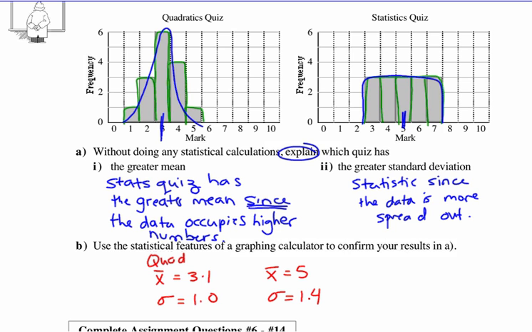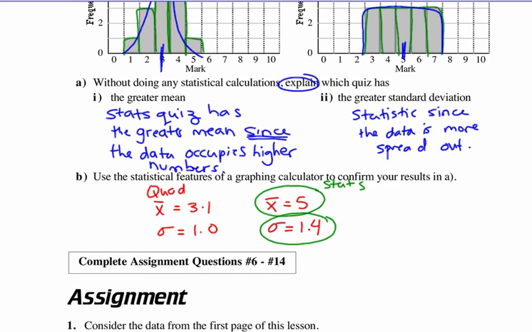So who had the higher mean? The higher mean, again, was stats. And the higher standard deviation was also stats. And there you go, and that's the end of this lesson.